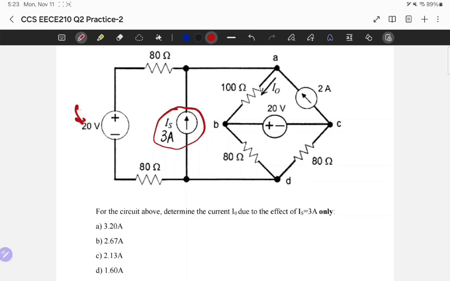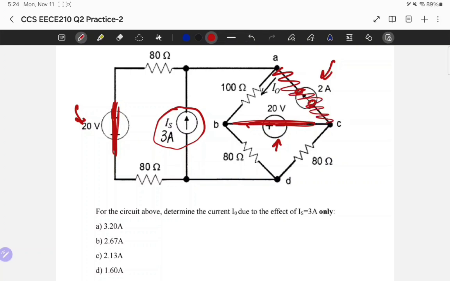So this 20 volt source is not needed, and if I don't need it, I deactivate it. Deactivate it, so it becomes a connecting wire. And I don't need this, connecting wire. And I don't need this, open circuit. This doesn't exist.